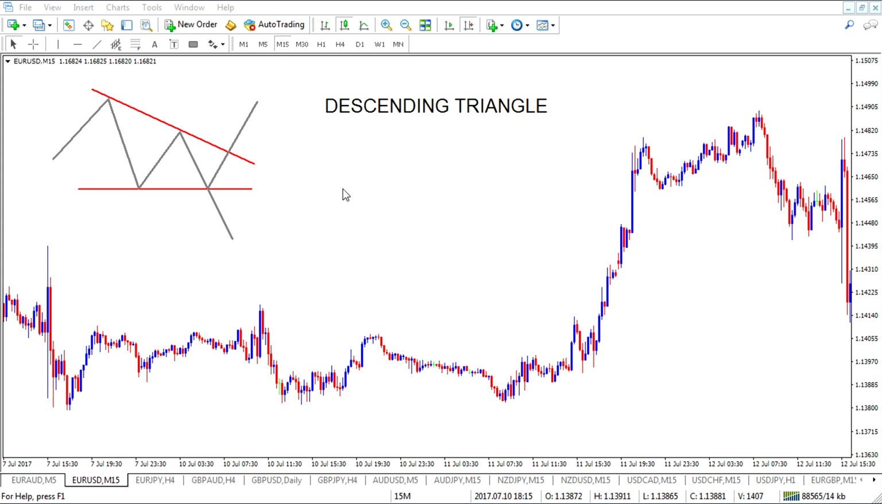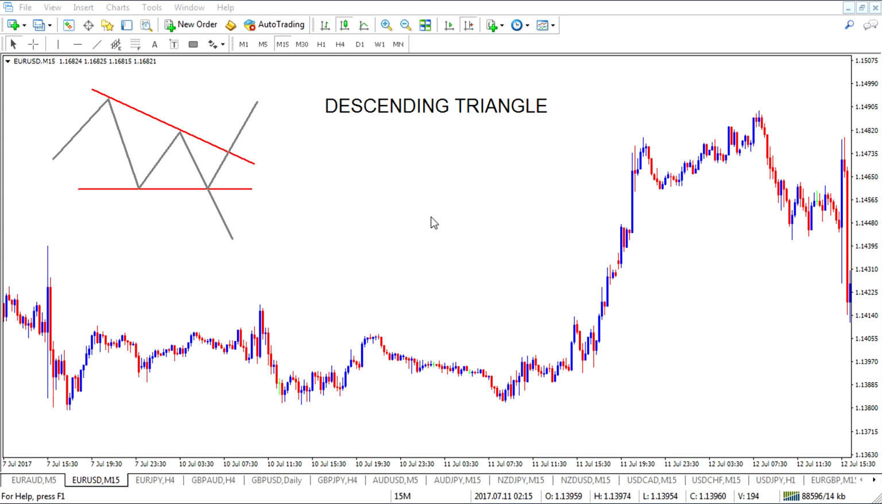Now, again, traditionally, the breakout is to the flat side. And that, in this case, would be to the bottom. But again, I have found that over the years, there's no real probability to one direction or the other, which makes this a neutral pattern. So I've got a descending triangle in this area here.